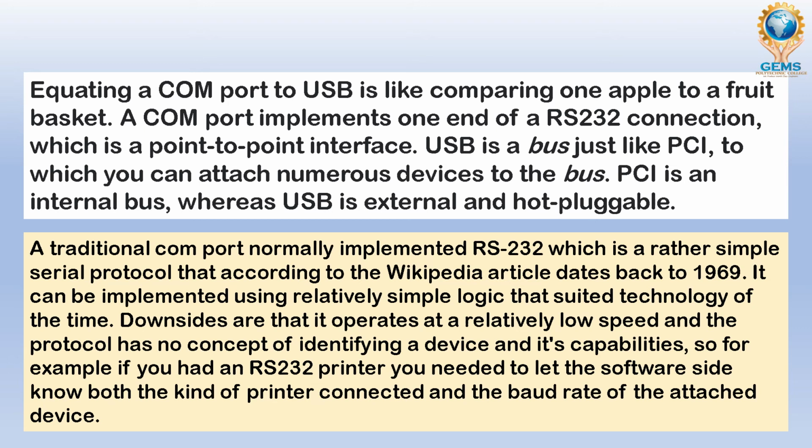A traditional COM port normally implements RS-232, which is a rather simple serial protocol that, according to the Wikipedia article, dates back to 1969. It can be implemented using relatively simple logic that suited the technology of the time. The downsides, as an overview, are that it operates at a relatively low speed and the protocol has no concept of identifying a device and its capabilities. So for example, if you had an RS-232 printer, you need to let the software side know both the kind of printer connected and the baud rate of the attached device.